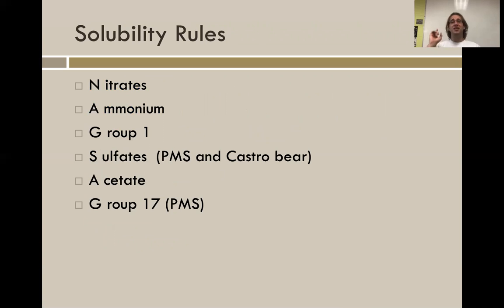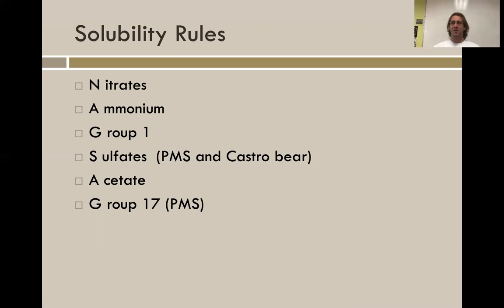Solubility rules. I'll admit the mnemonic NAG-SAG is wonderful. It's going to get us through about 98% of what we need for even our AP chemistry material. NAG-SAG, and then there's CaSOR and PMS. NAG, the nitrates, ammonium, group 1, they are always soluble.